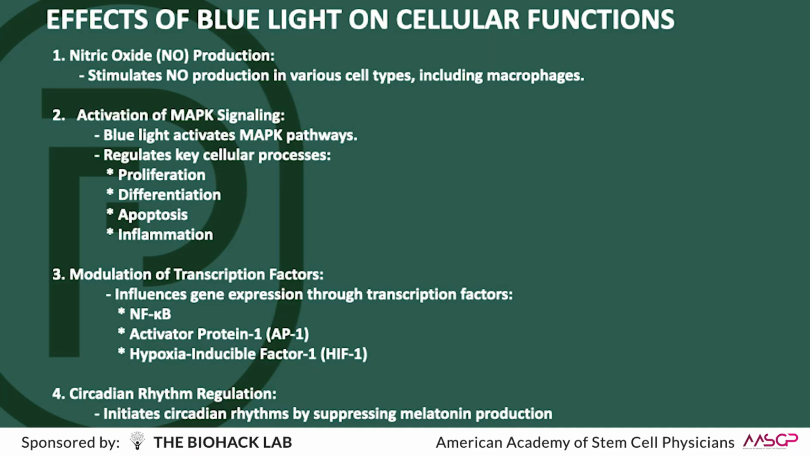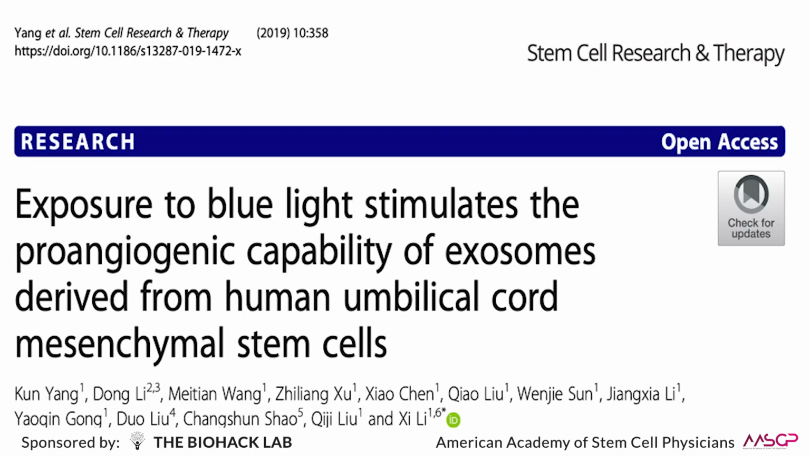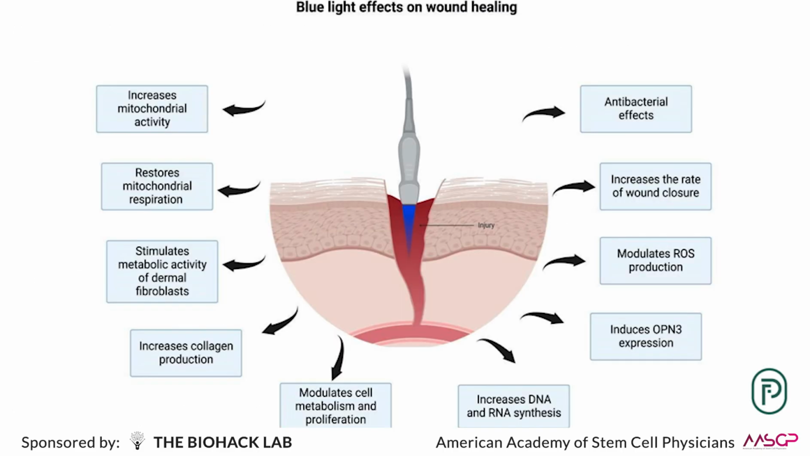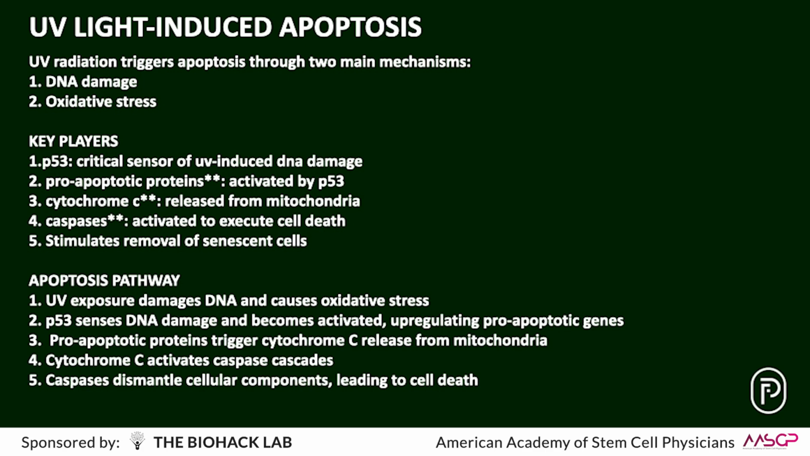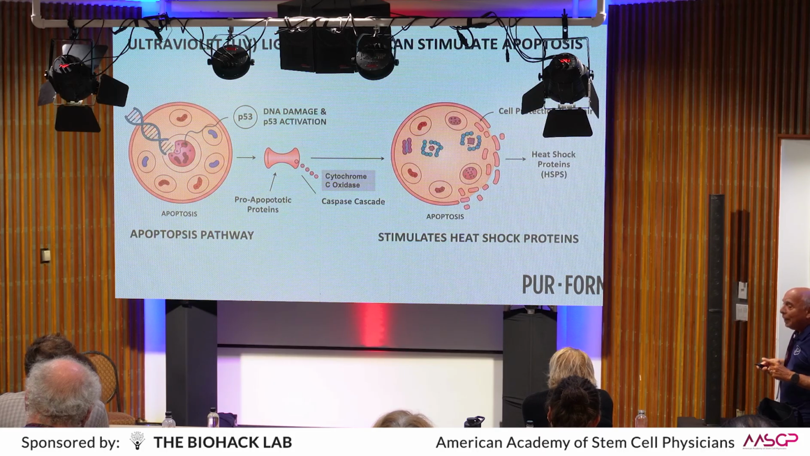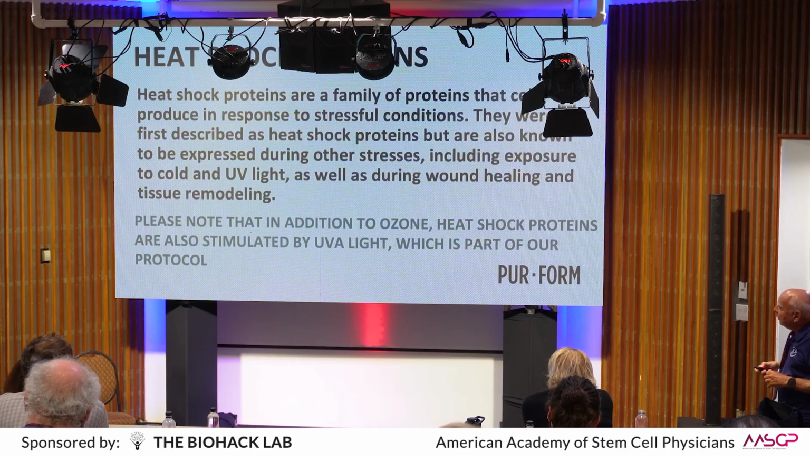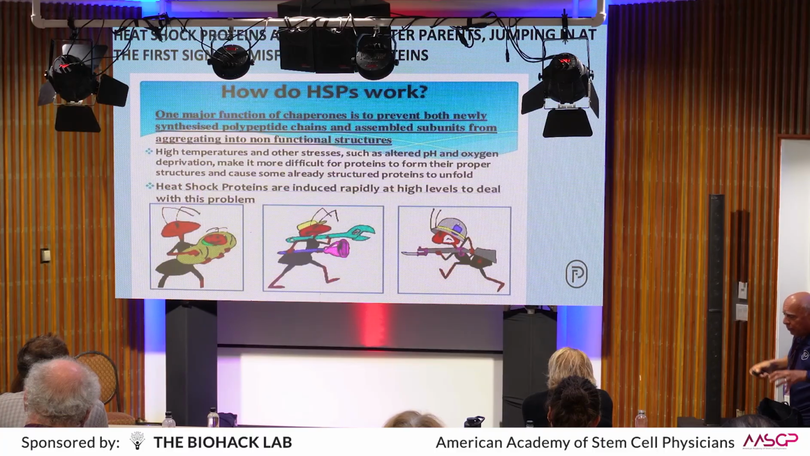And blue light is an interesting one also. We used to think, well, not much to it. Now when I say blue, I'd probably also say violet. And you can see here, blue light stimulates exosomes from MSCs, so an important thing to do. Another thing there: ultraviolet light can stimulate heat shock proteins, especially ultraviolet A. Heat shock proteins allow these proteins to fold in the cell properly. And you can see that here. And then what it does, here's a heat shock protein. It's like a little chaperone. Make sure that that protein folds properly.